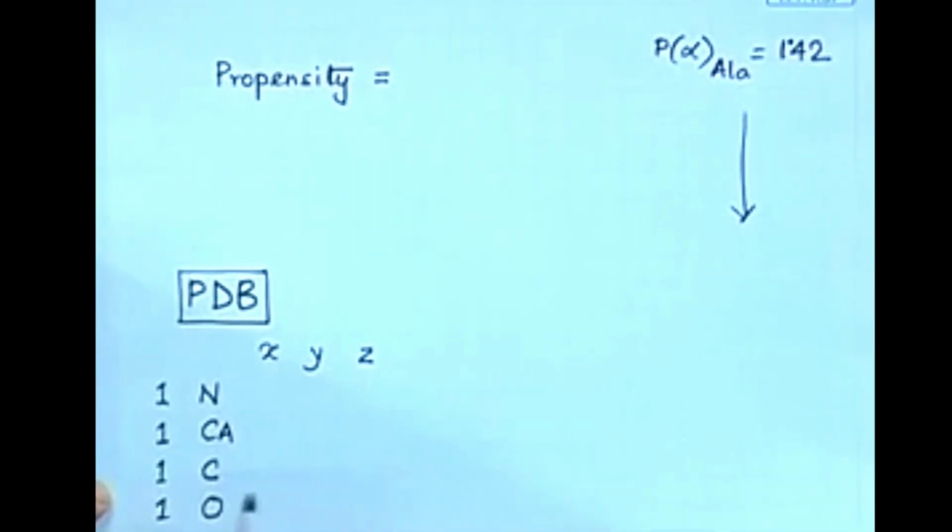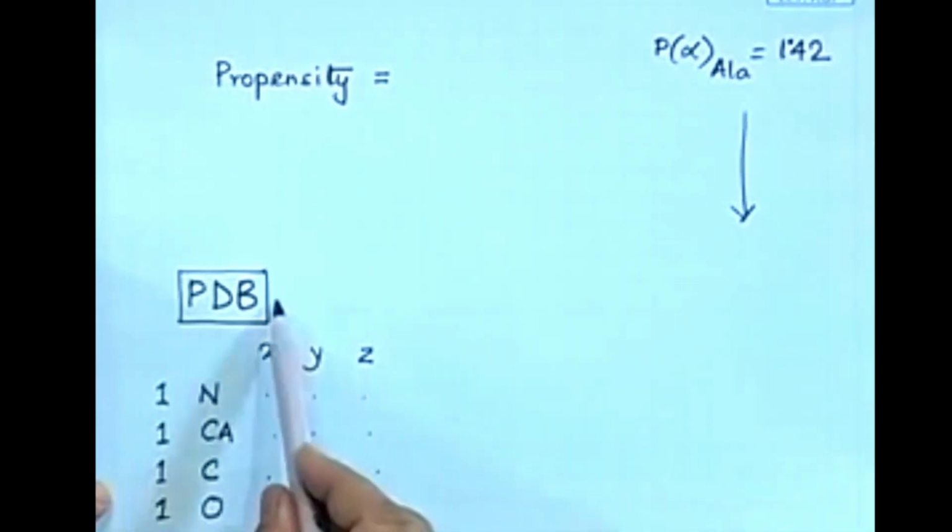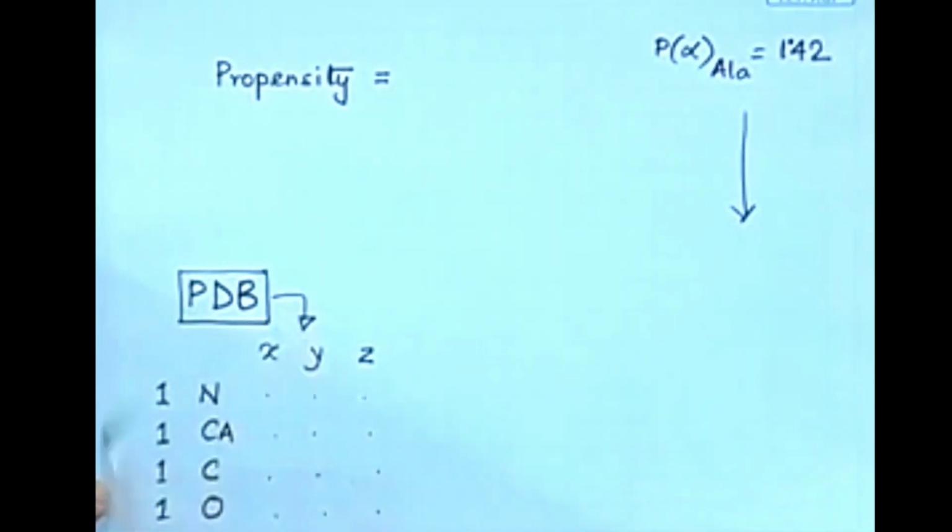What do I need to draw it? I need these values, right? Only if I have these values can I draw it in 3-dimensional space, right? So the Protein Data Bank gives you these values for the 25,000 structures that are available in it.